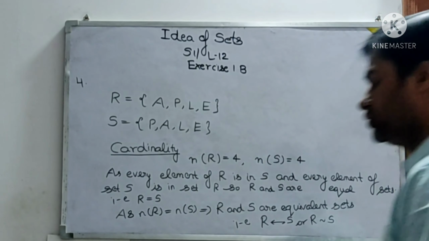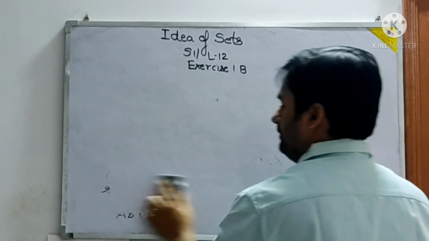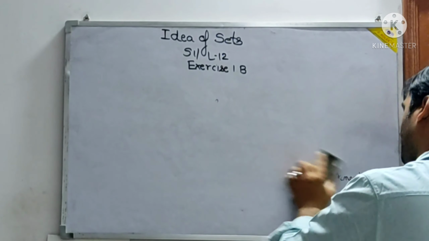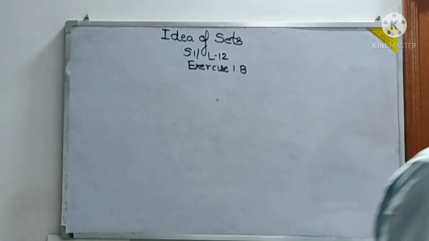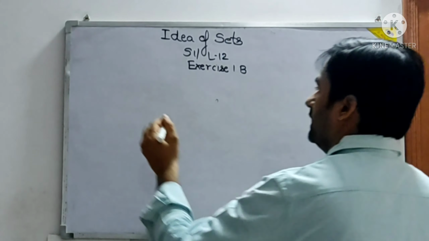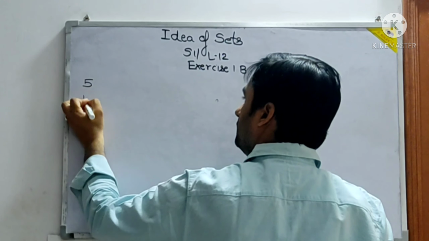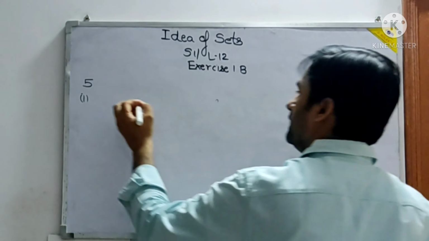The next question taking up is true and false type questions. True and false type questions are question number 5, first part. It says state whether true or false. 2, 5 is a subset of 2, 15, 3, 5. Yes, it's true. That is true only.